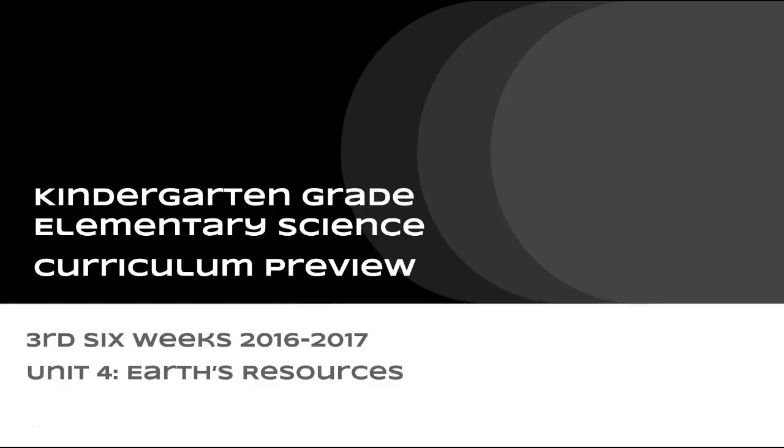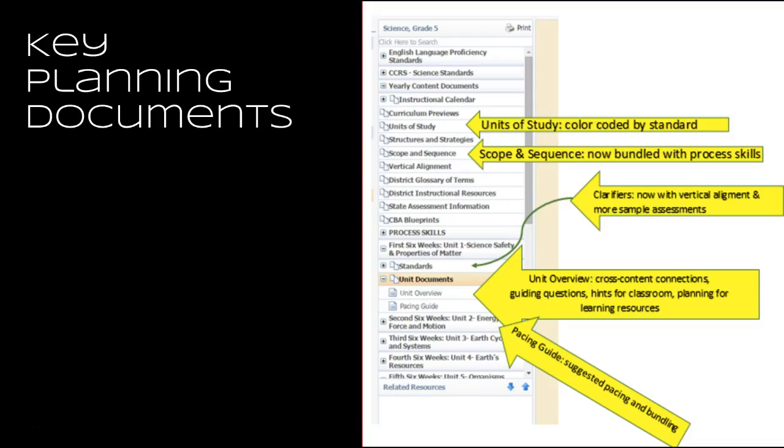Today we're going to briefly talk about the third 6 weeks that's coming up, Unit 4, Earth's Resources. As always, we start off with the key planning documents that we'll be referring to. If you don't have these handy when you get ready to plan, you'll find that these are going to be helpful. We're going to be touching base on the unit overview, the pacing guide, and then talking a little bit about the clarifiers, what they have for us.